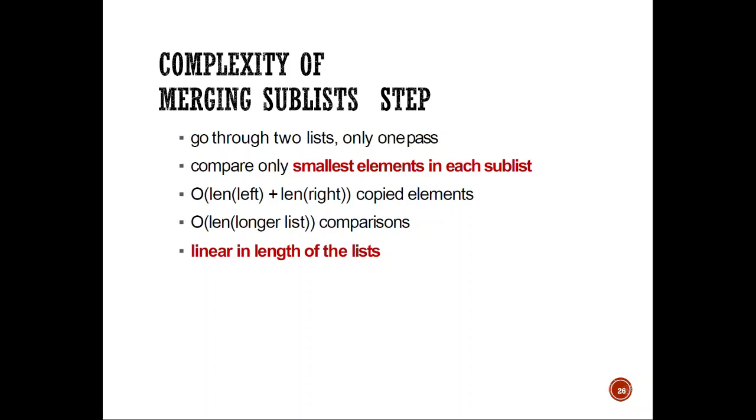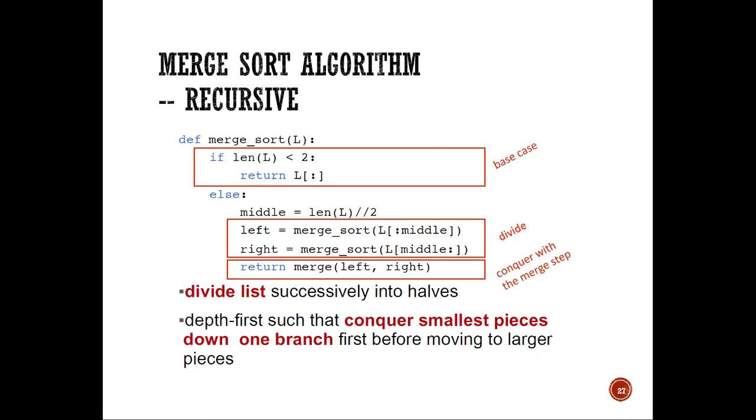So the complexity of this algorithm is linear in the length of the lists. So we go through two lists, only one pass. We compare only the smallest element in each sublist. So the overall complexity is linear in the length of the lists.